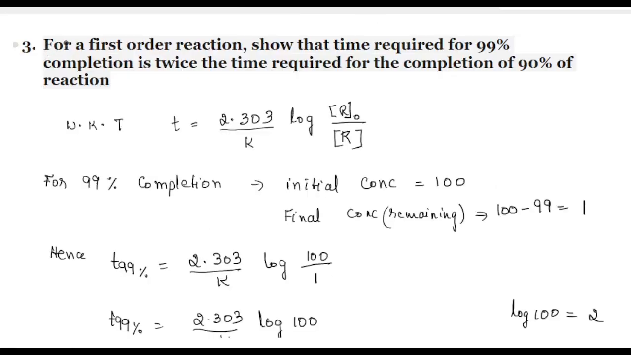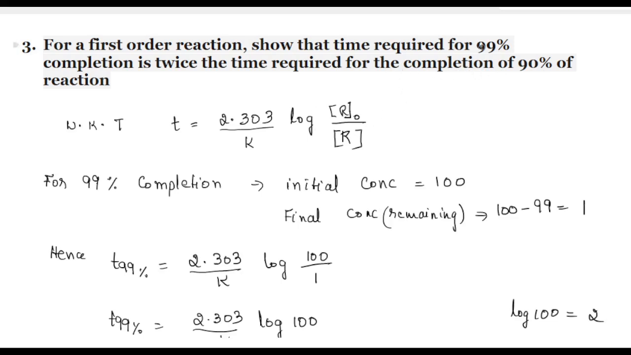Next question. For a first order reaction, show that the time required for 99% completion is twice the time required for the completion of 90% of the reaction. We need to prove that the time required for 99% completion is 2 times the time required for completion of 90% of the reaction. The formula for the first order reaction is given by T equal to 2.303 by K log R naught by R. Here we have two cases. First, we need to calculate the time required for 99% completion. And second, we need to calculate the time required for 90% completion.